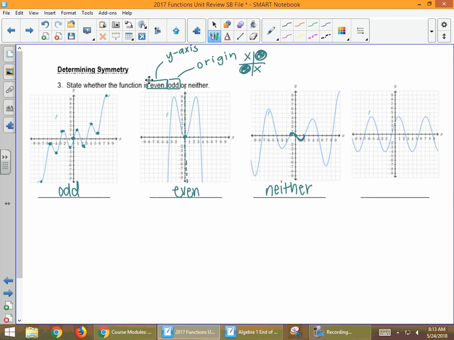And last example, this is a little transformation of a sine curve. I love trig graphs. Here we are passing through the point (0, 3). This is definitely not going to be an odd function. And this function is not symmetric over the y-axis either. So that function is a neither.